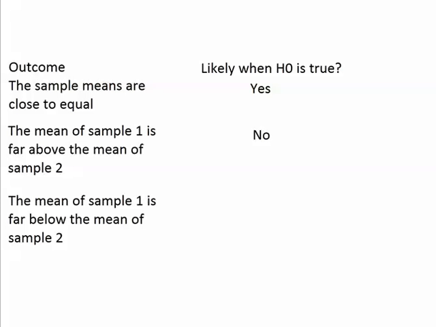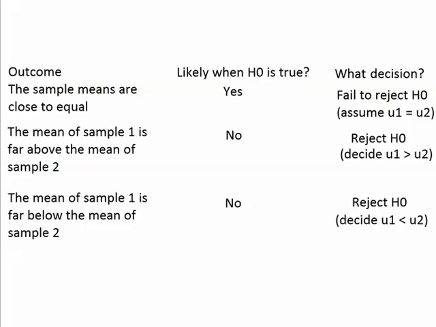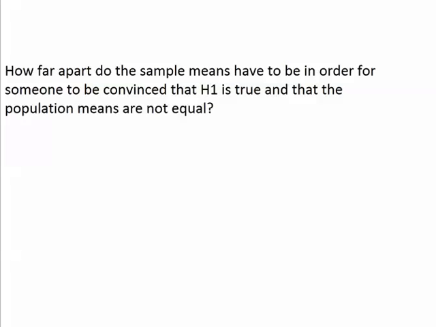So here's a little bit of a summary. So now I'm going to skip over that part. Since I just told you that if the sample means are far enough apart, the researcher will be convinced that H1 is true and that there is a real difference between the population means. But how far apart do the sample means have to be in order to actually reject the null hypothesis of equal population means and decide that H1 is true?